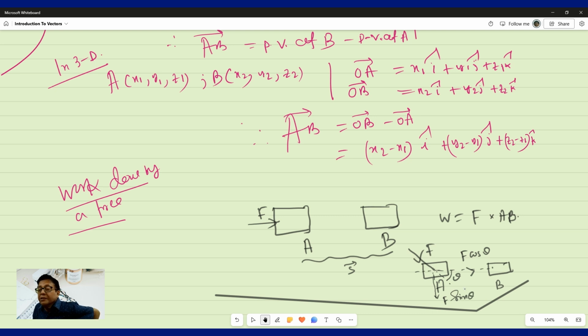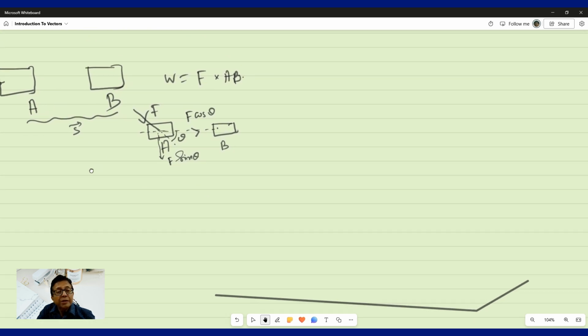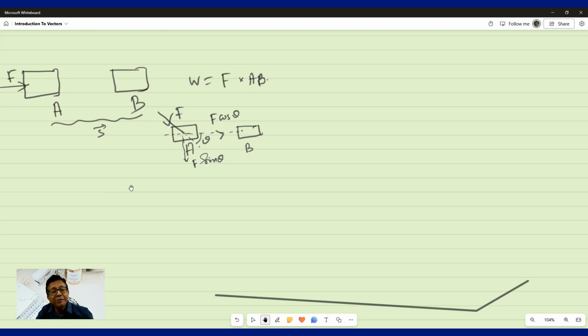But F sin theta has no role to play. Which one is moving the body? That is F cos theta only. Agree or not? F cos theta only is moving the object from A to B.